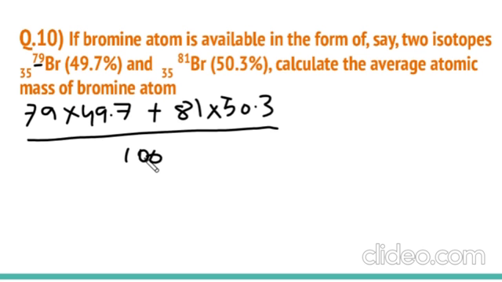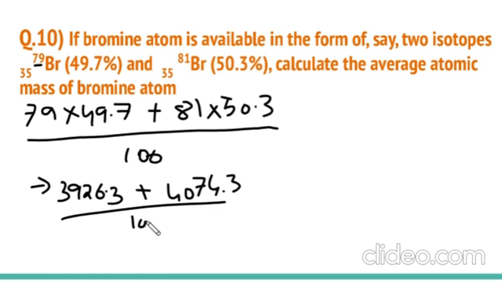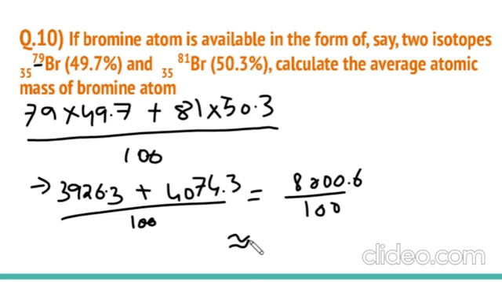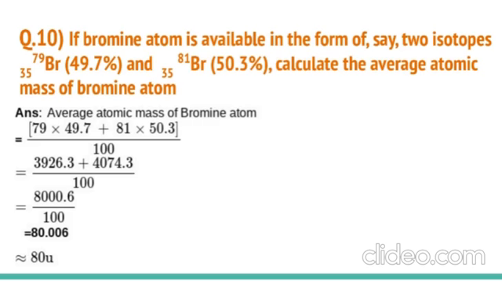Now, when you calculate it, you will get 3926.3 plus 4074.3 divided by 100. And when you calculate it further, you will get 8000.6 by 100, and approximately it will give us 80.006, that is approximately again 80 units. So 80 U is the average atomic mass of the bromine atom.